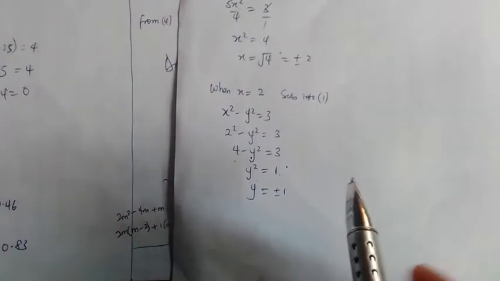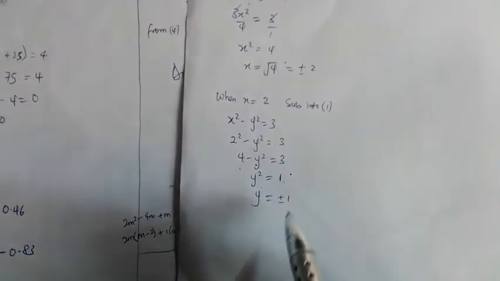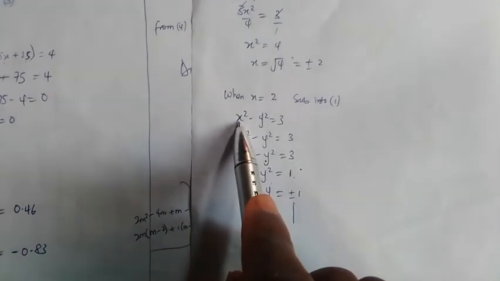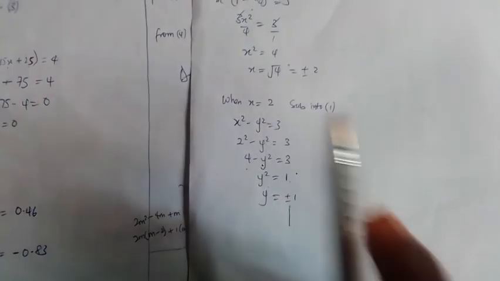So y is plus or minus 1 when I find the square root of 1. The same thing goes for x equals minus 2. I will get my answer as plus or minus 1, because x is currently squared.